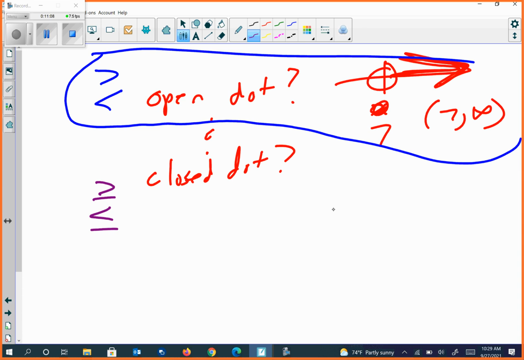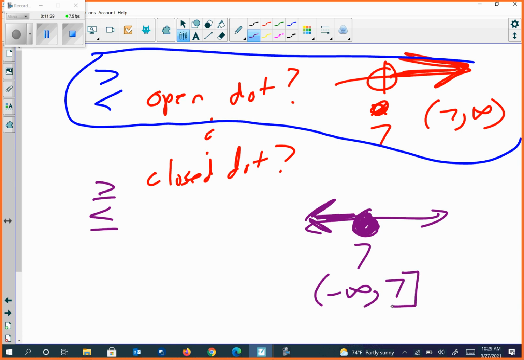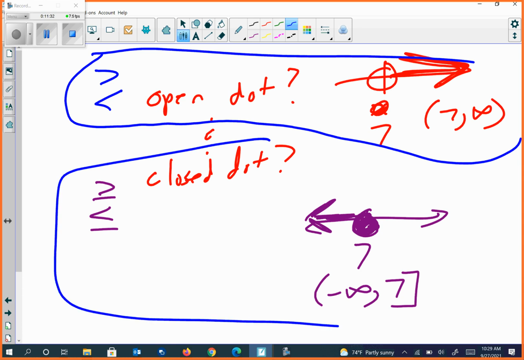A closed dot, let's do the same type of thing. Let's say that's a 7. If it's a closed dot, you color it in. And then you could show it going whatever direction you want. So soft bracket negative infinity, because that's where the left goes to 7, hard bracket. So closed dot, inequality, you have the equal sign. You have a square bracket because of the equal sign. And again, infinity will always have a soft bracket, a parenthesis. Okay?